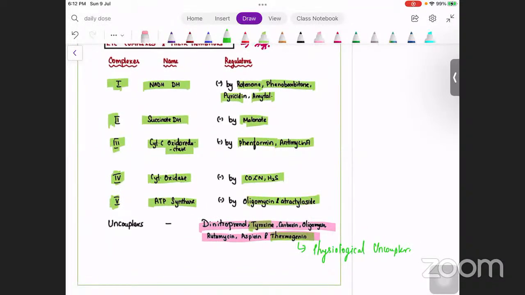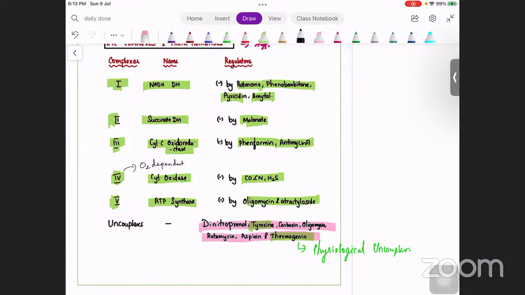Okay. So either they may ask you the name of the complex, or they may ask which one is oxygen dependent. Complex 4 is O2 dependent. Or they may ask what is the name of complex 2, 3, 4 or 5, or they may ask you the complex inhibitors, or the uncouplers.